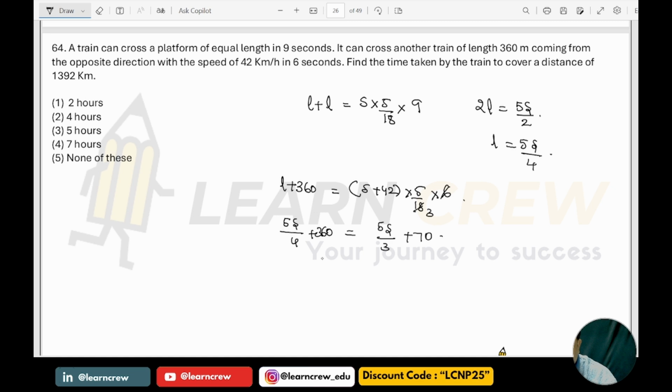From this, if I simplify, I will get S as 58 into 12, which is 696 km per hour. 696 km per hour is the value of S. Now find the time taken by the train to cover a distance of 1392. So time taken to cover 1392 km with a speed of 696 is 2 hours. So answer is 2 hours.